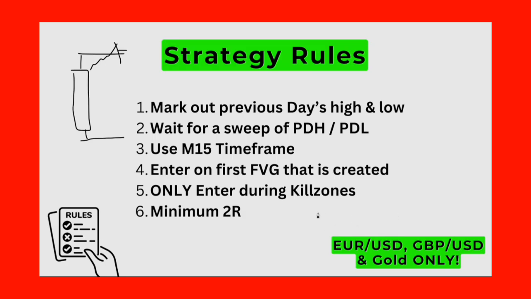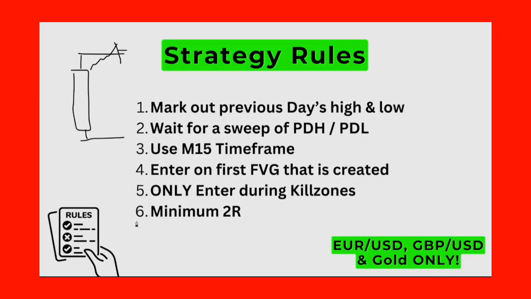The hours are as follows. It is from 8 p.m. to midnight, from 2 a.m. to 5 a.m., and from 7 a.m. to 10 a.m. So, 8 to midnight, from 2 a.m. to 5 a.m., and then it is from 7 a.m. to 10 a.m. I only want you to take trades during these hours. Please do not take a trade outside of the hours and blame the strategy if it doesn't work.